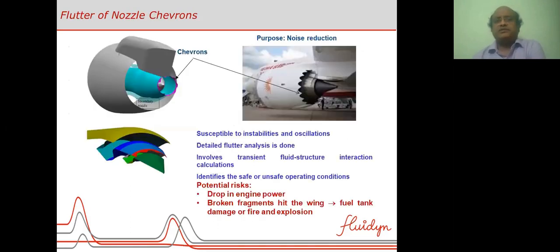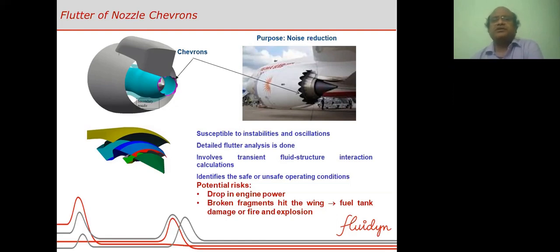Another real life example is the design of chevrons such that they are not susceptible to instabilities. If you look at the Boeing 787, the twin-engine planes, they use this kind of structure. You can see some peculiar shaped structures at the back of the engine.